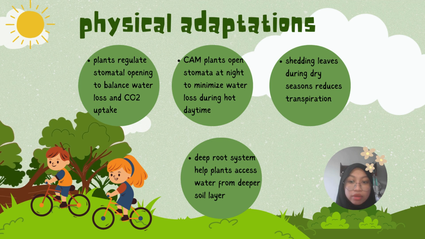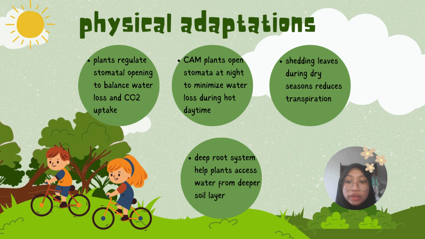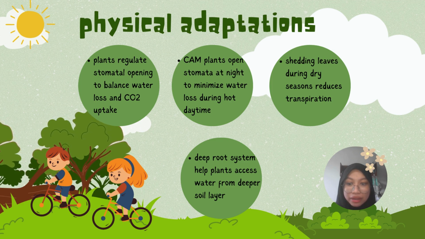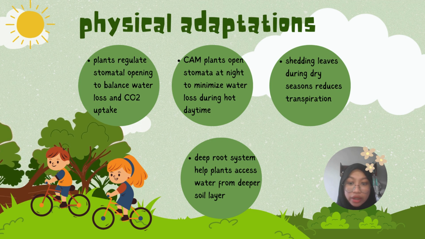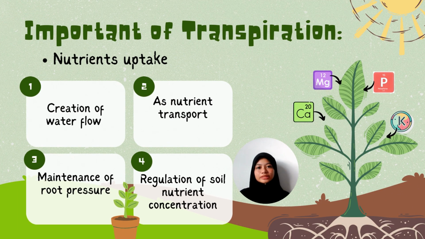Furthermore, deep root systems in plants like Prosopis juliflora help them access water stored deep underground. So lastly, in extreme conditions, some plants may shed their leaves, a process called leaf abscission, to minimize transpiration during dry seasons. Now I will talk about the importance of transpiration in the nutrient uptake aspect.